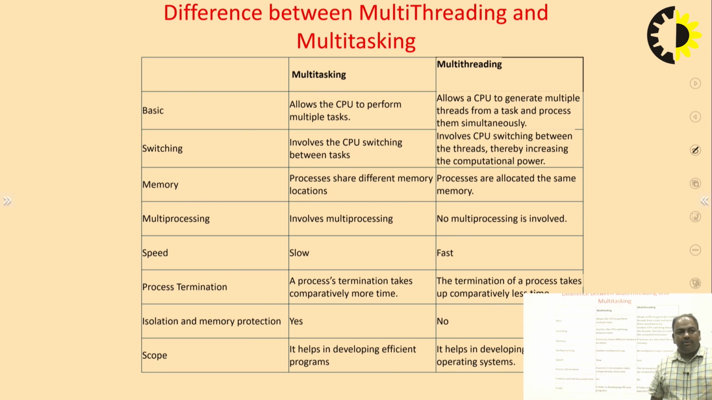Multitasking involves multiprocessing, while multithreading does not involve any multiprocessing. In multitasking, the speed is slow. In multithreading, speed is fast. In multitasking, the termination takes comparatively more time than the termination in multithreading. Isolation and memory protection in multitasking is available, while in multithreading there is no memory protection or isolation. Multitasking helps in developing efficient programs, while multithreading helps in developing an efficient operating system.